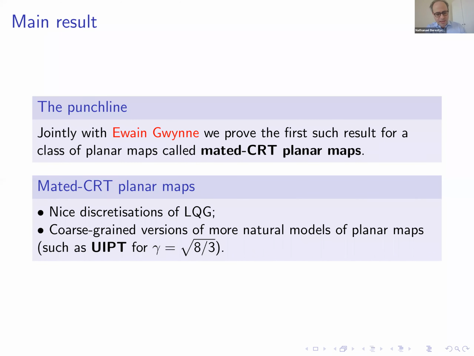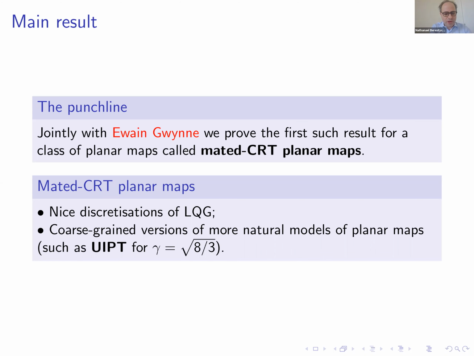So one way is as a very nice discretization of Liouville quantum gravity. They are a class of planar maps that are as close as you can hope for when you try to prove a result of convergence of discrete planar maps towards Liouville quantum gravity. They are made to be close to Liouville quantum gravity almost by definition. Nevertheless, proving convergence results is often quite challenging.